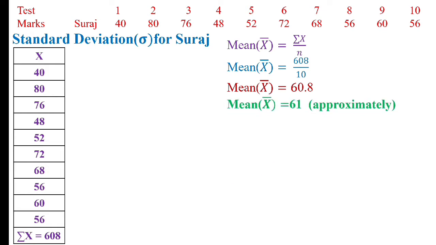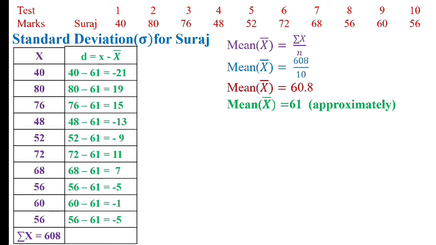Now we need to find the deviation. Deviation equals x minus x bar. 40 minus 61 equals minus 21. 80 minus 61 equals 19. 76 minus 61 equals 15. 48 minus 61 equals minus 13. 52 minus 61 equals minus 9. 72 minus 61 equals 11. 68 minus 61 equals 7. 56 minus 61 equals minus 5. 60 minus 61 equals minus 1. 56 minus 61 equals minus 5.